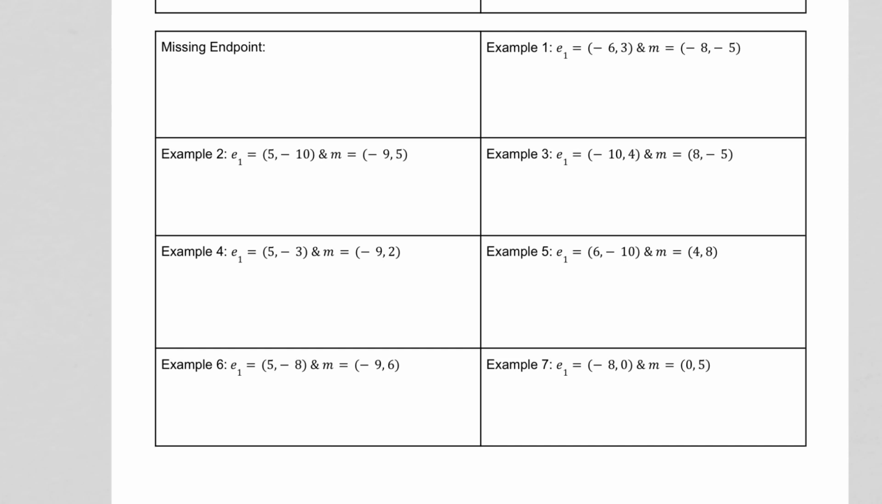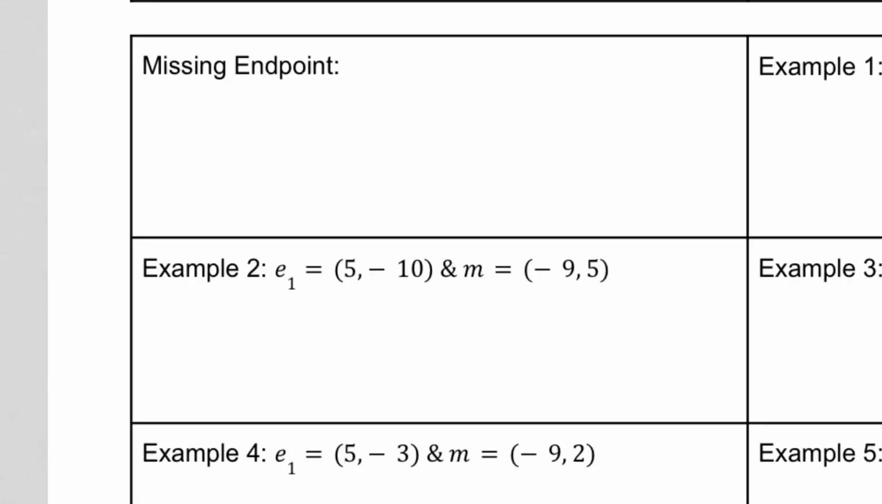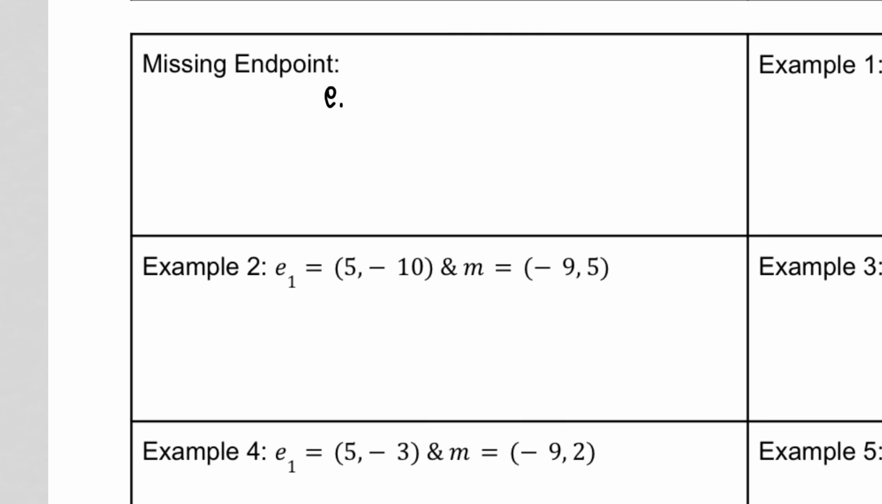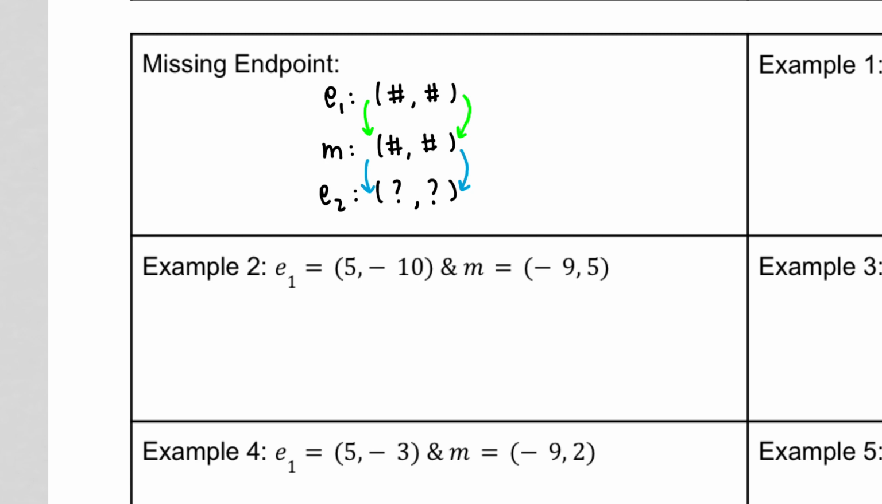The last part for this section that we're going to talk about is called missing endpoint. What missing endpoint was, we gave you one endpoint, so we gave you a number, comma, number, an x and y value. We gave you the midpoint, so same thing, another point, 2 values, and we asked you to find this last endpoint. The way we do this is we see how we go from endpoint 1 to midpoint on the y value, on the x value, and then we repeat that from midpoint to the second endpoint.